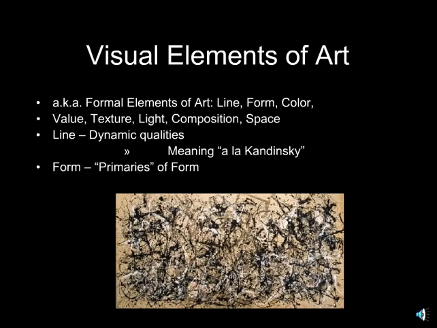The first of these formal elements of art that we'll see even in the earliest cave paintings is line. And line has many dynamic qualities. This painting that we're looking at here by Jackson Pollock is all about line, and look at how the line moves. It has a lot of energy.